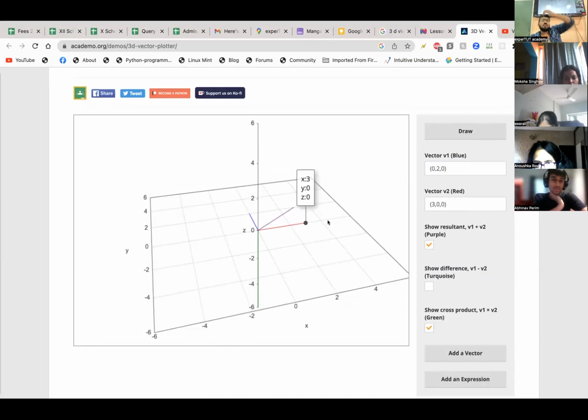Write this quickly. Write the result quickly. Any linear combination of v1 and v2 is always in the plane of v1 and v2. Linear combination means a v1 plus b v2, where a and b are real numbers, okay? I'll repeat, any linear combination of v1 and v2 is always in the plane of v1 and v2.